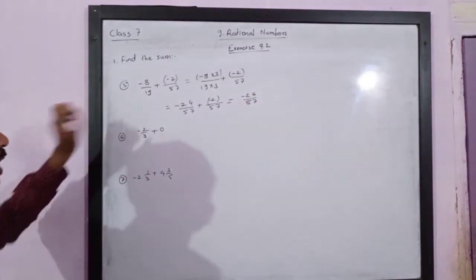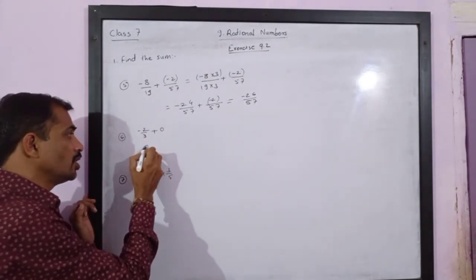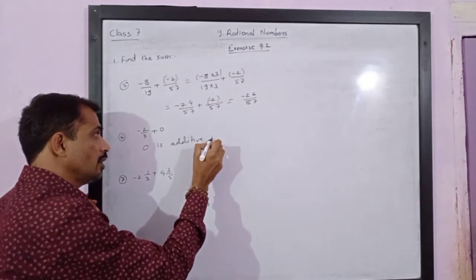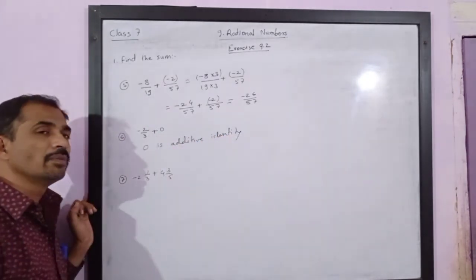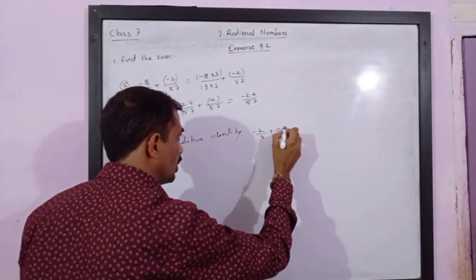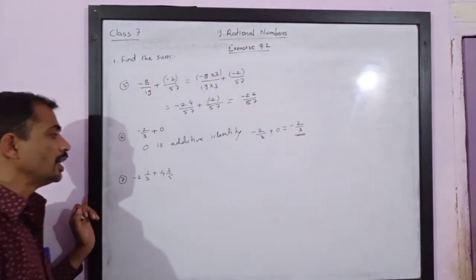Then the next fraction, negative 2 upon 3 plus 0. Please note, 0 is the additive identity. That is, if you add 0 to any number, it remains the same. So negative 2 upon 3 plus 0 is equal to negative 2 upon 3, since 0 is the additive identity.